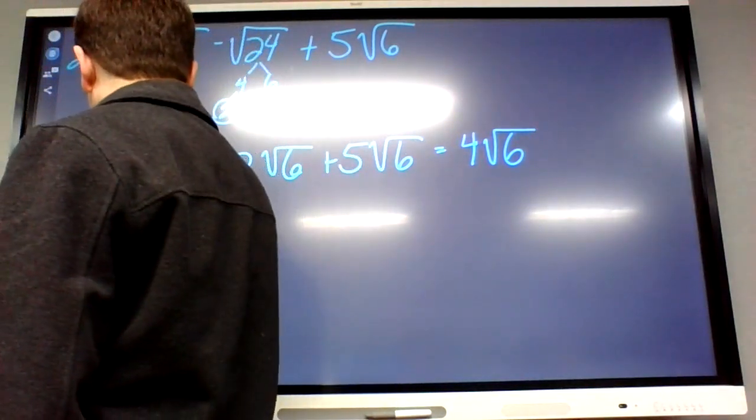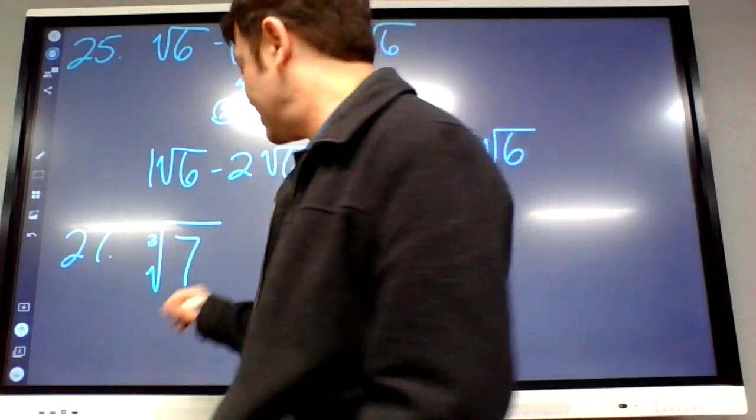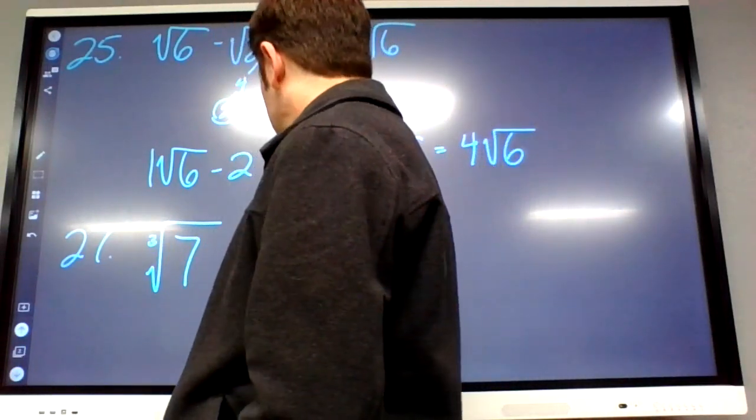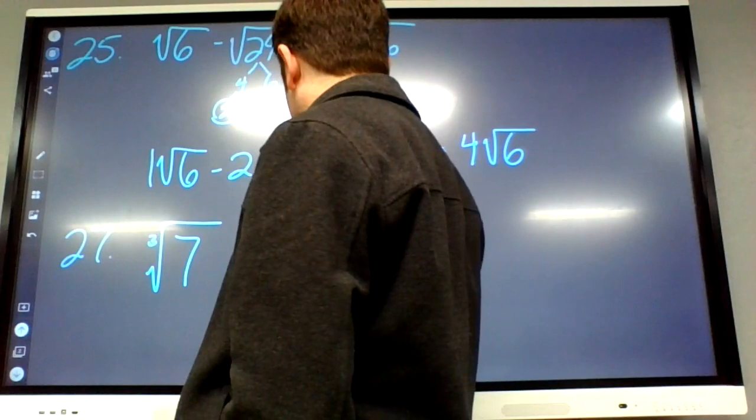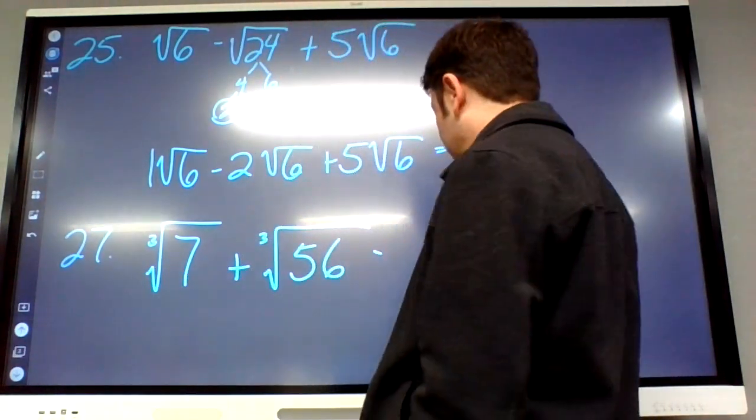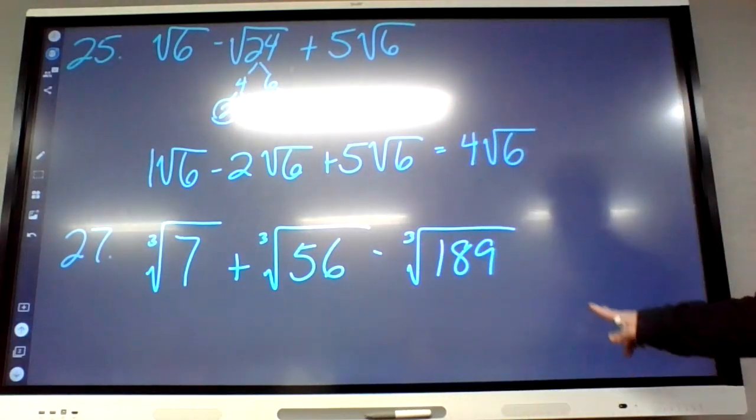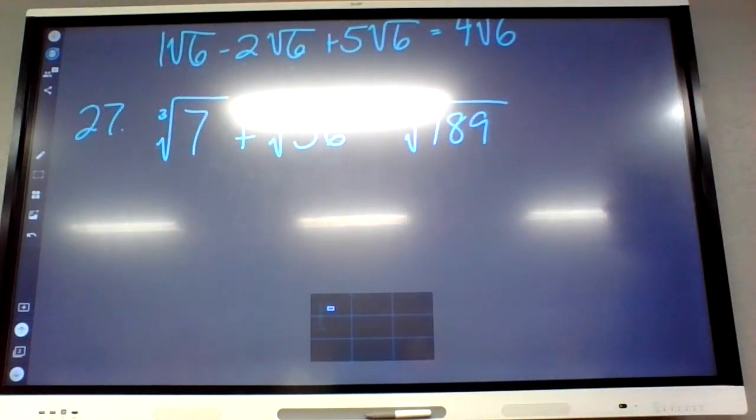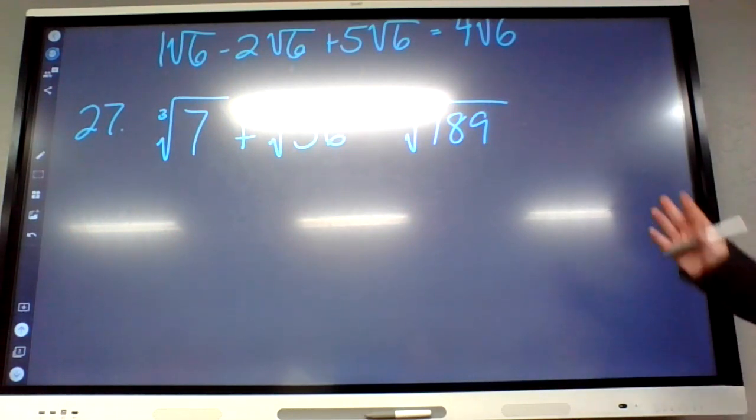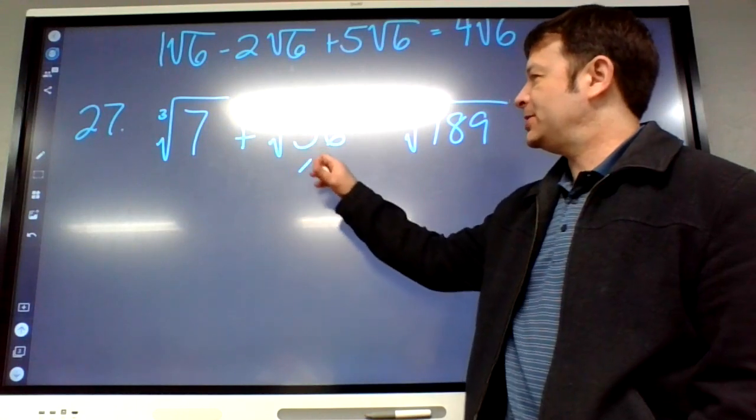Cube roots. Okay, these, the calculators, even the smart ones can't do it for some reason. I don't know why. The smart ones would just give you a decimal, which is not what we want. Don't put a decimal on, you will not get credit. But kind of the same idea. We need to simplify. Right now, none of these would add together, but probably these two will simplify.